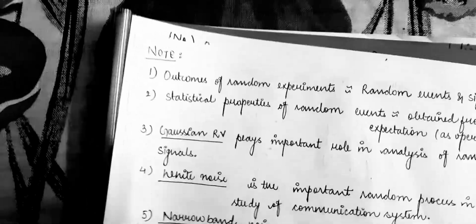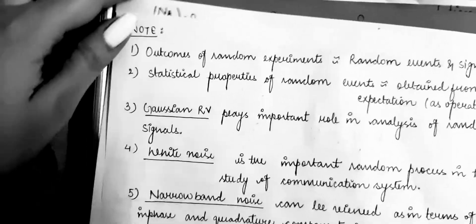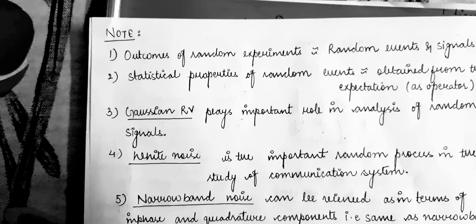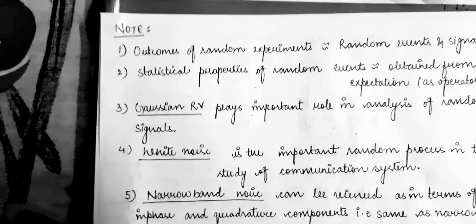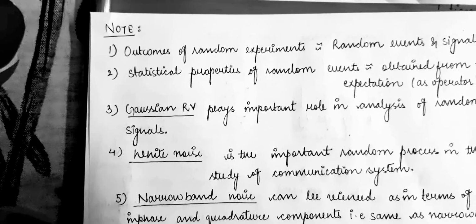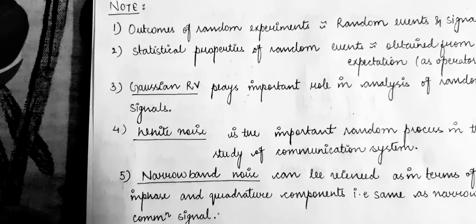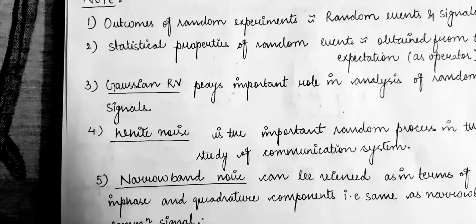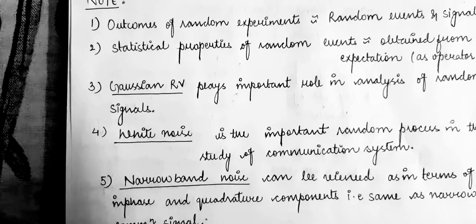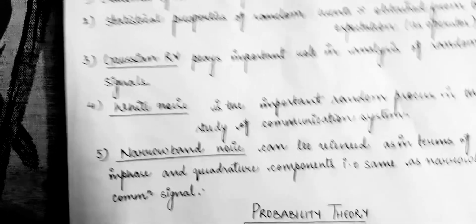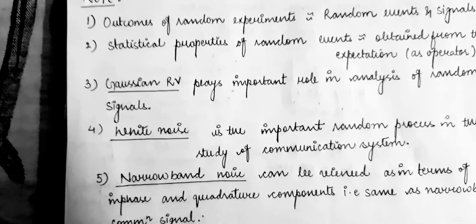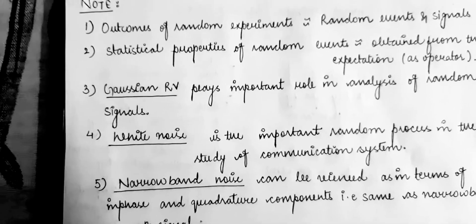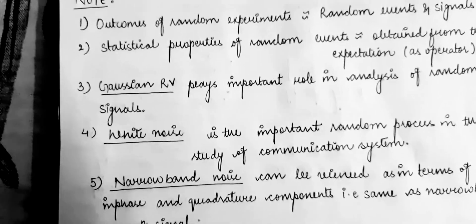Clear? Now, before proceeding further, we will discuss some points regarding probability theory, which is based on statistical experiment. First, the outcome of a random experiment is known as a random event and random signal. Second, the statistical properties of random events that depend upon the outcome of an experiment can be obtained from the expectation operator. Third, for the analysis of random signals, we use the Gaussian random variable. Fourth, in the random process, in the study of communication systems, the random process is known as white noise, which is additive in nature. And the last one is narrowband noise. It can be viewed in terms of in-phase and quadrature components, the same as a narrowband communication signal. We have already discussed the in-phase and quadrature components.